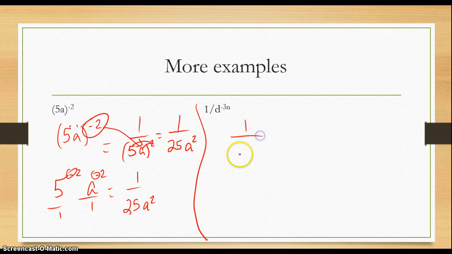So 1 over d to the negative 3n. Can't have a negative exponent, so it's in our denominator now. So we're actually going to move that to the top. So we got d to the 3n power over 1.